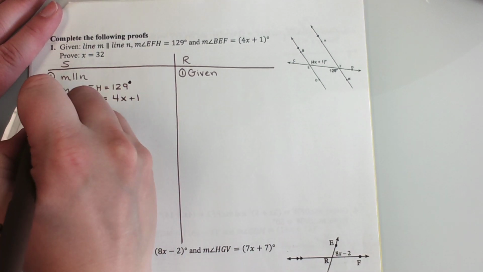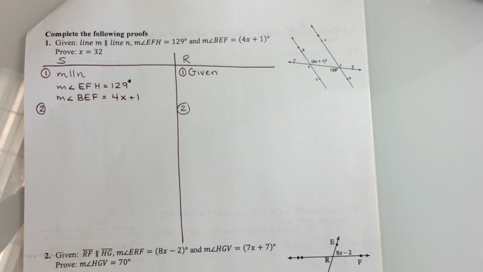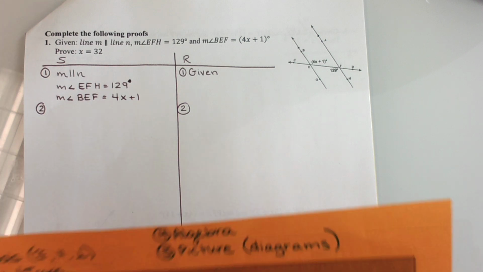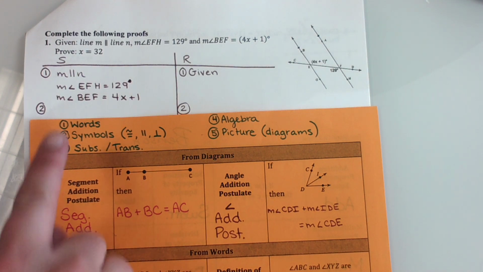Now when it comes to my proofs, I told you to look for 5 things. 5 things to look for that kind of help you with where to go next if you don't know where to go. What's the first one? Words. Do we have any words in our proof? No. Second thing. Symbols. This should be on your orange sheet, which you should have out. Symbols. Do we have any symbols? Yes, we have a parallel symbol.